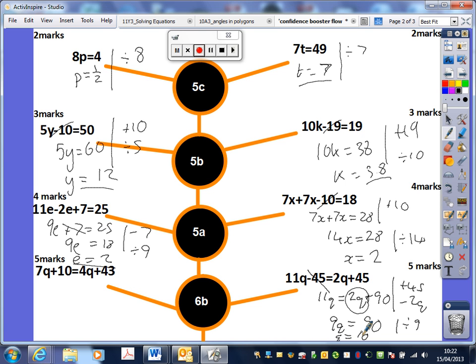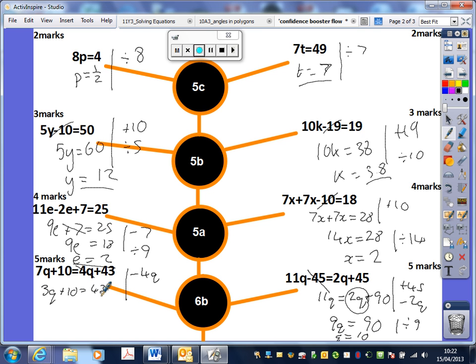Let's do this next one. Last one, then we're finished. So we've got 7q plus 10 is equal to 4q plus 43. We need to get letters on one side and numbers on the other to make it easy. So let's do the q's. Let's do the letters first this time. So we've got 4q here. Opposite of positive 4q is minus 4q. So take 4q from both sides. That disappears. Left with 3q here. 7q minus 4q, which is 3q. Plus 10 is equal to 43.